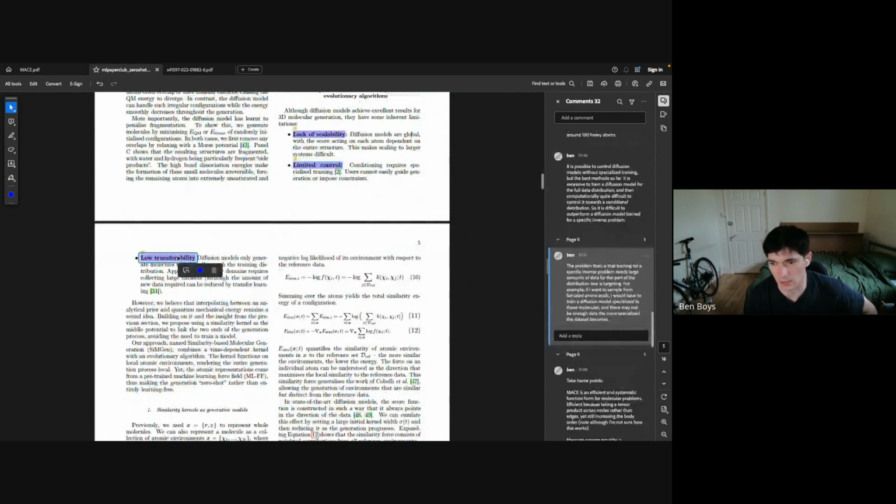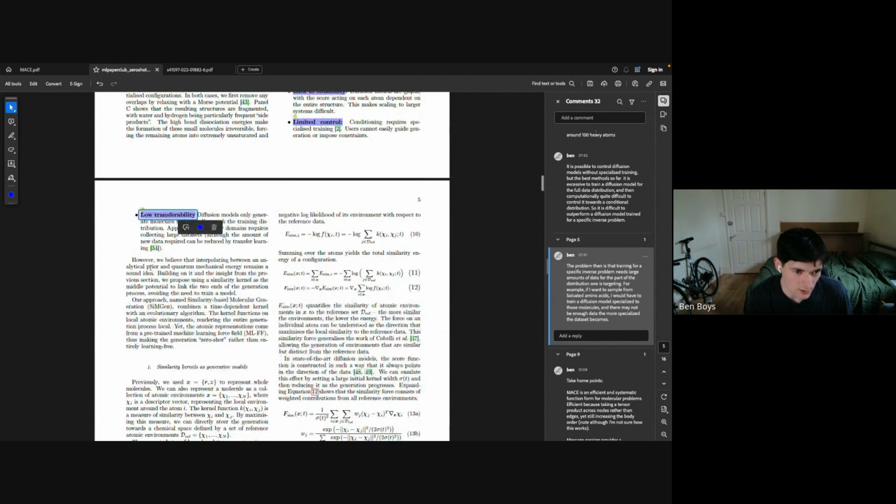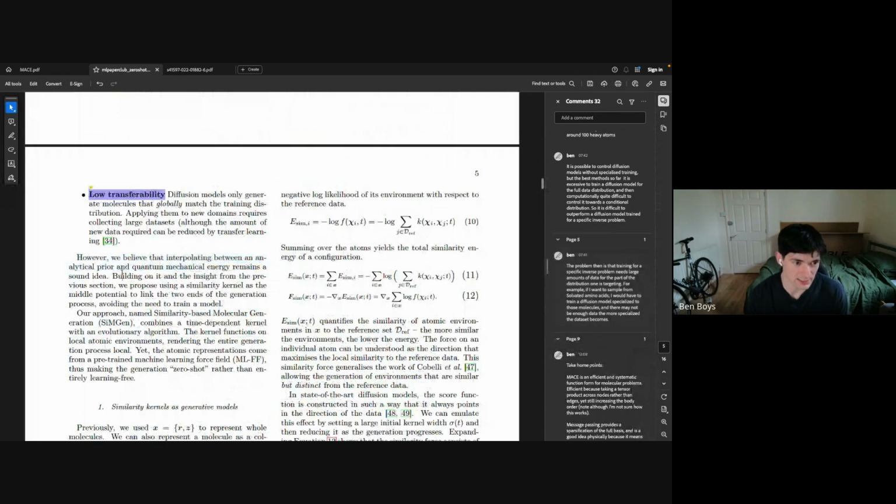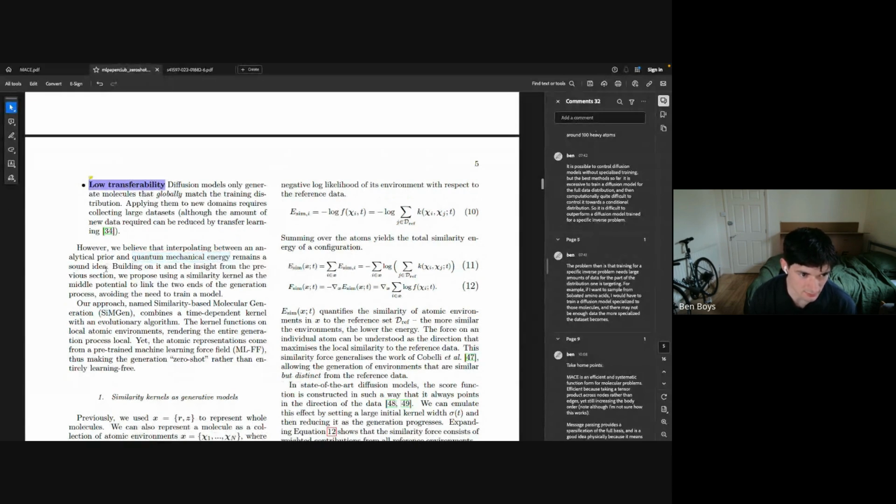And finally, low transferability. The problem is training for a specific problem that you want to solve, like simulating particular proteins, needs large amounts of data for the part of the distribution one is targeting. For example, if I want to sample from sol-based amino acids, I would have to train a diffusion model specialized to those molecules, and that might not be enough data as your problem becomes more specialized. However, interpolating between an analytical restorative potential and a physical potential remains a sound idea.